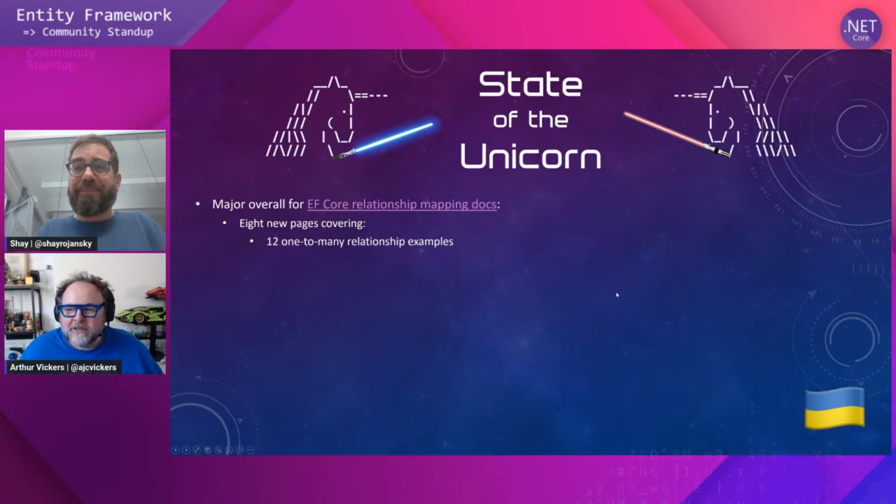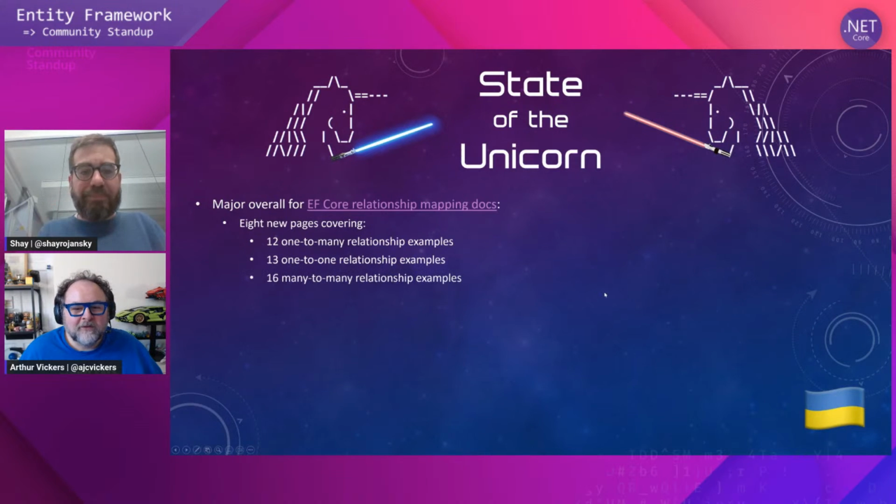We have so many examples in this now. So 12 examples for one-to-many relationships, 13 for one-to-one relationships, and 16 for many-to-many relationships. So whether you've got foreign keys, navigations on one side or the other, an alternate key, a composite key, all of these different things. You're mapping the join table directly, you're not mapping the join table, you've got a payload in your join table.